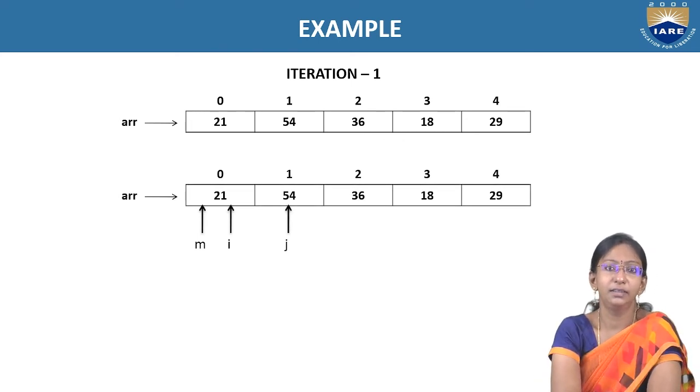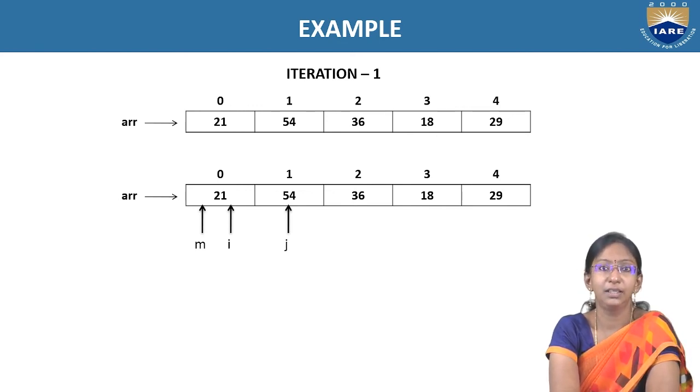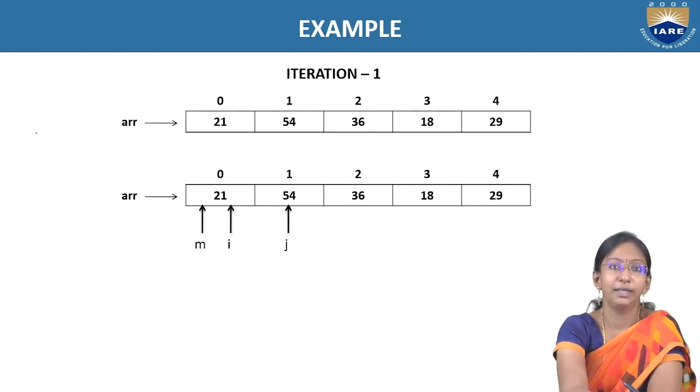I is the index value. J is going to hold an index value which is 1 plus the ith, and M is going to point to the same. So I can say that I and M will always be pointing to the same, whereas J is a step ahead of I.